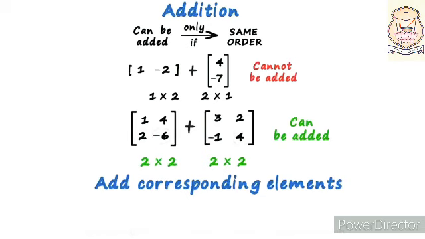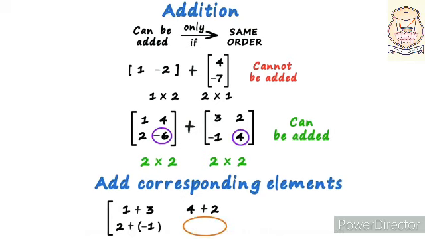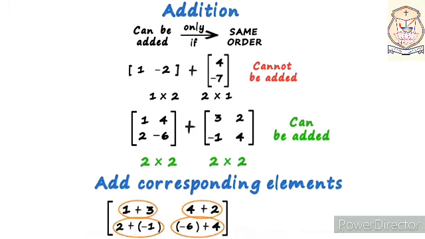Let's see how the addition of corresponding elements is done. We will have 1 plus 3 here. This is the 1/1th element of the final matrix we will get. What will be the 1/2th element? To get the element here, we add the 1/2th elements of the individual matrices. That will be 4 plus 2. In this position, we will add these two elements, 2 plus minus 1. And in this position, we will add these two elements, the 2/2th elements, minus 6 plus 4. We have just added the corresponding elements here.